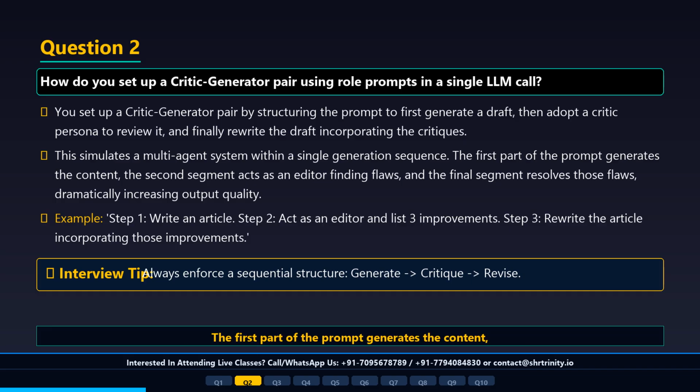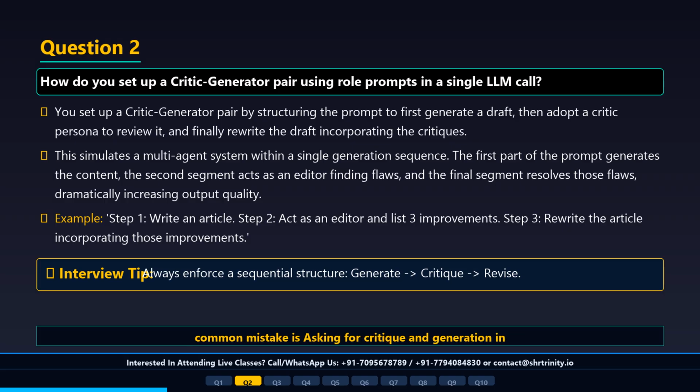The first part of the prompt generates the content, the second segment acts as an editor finding flaws, and the final segment resolves those flaws, dramatically increasing output quality. For example, Step 1, write an article. Step 2, act as an editor and list 3 improvements. Step 3, rewrite the article incorporating those improvements.